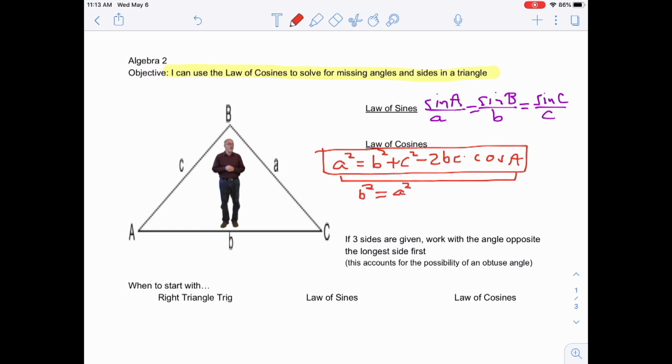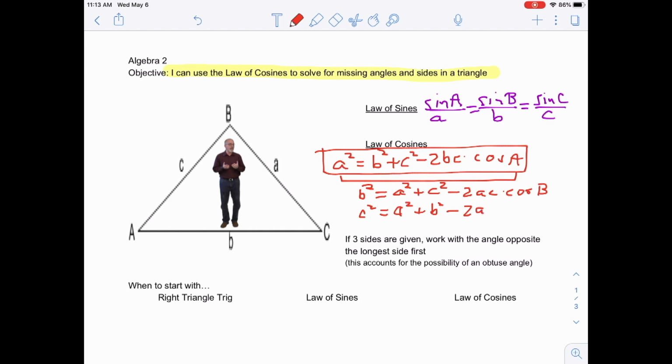If you want to do it with B, just remember, if you have B squared by itself, then you need to have cosine of B on the opposite side. If you want to do it with C squared, then you want to use cosine of C in your formula. But this will help us solve for missing pieces in these different cases that the law of sines doesn't work.